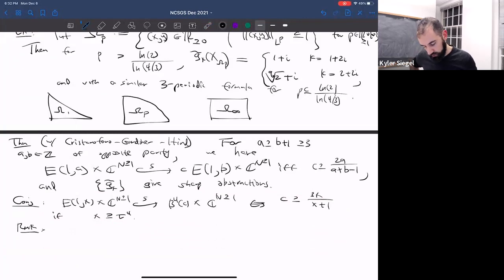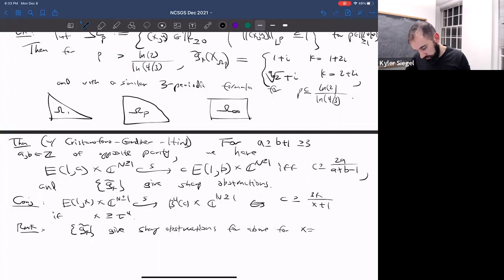The GK tilde capacities give sharp obstructions. So in particular, they prove the above conjecture for X. Again, there's some integrality assumption. X has to be congruent to 2 mod 3.